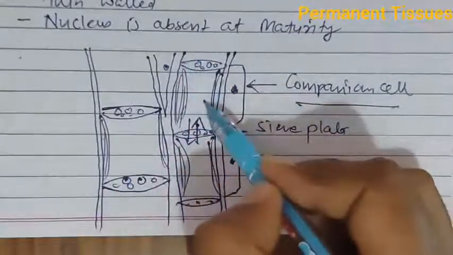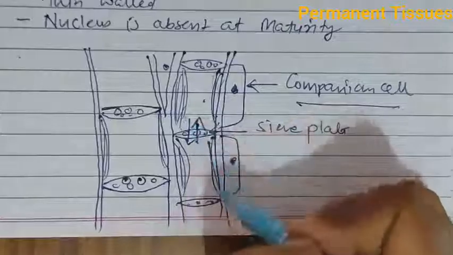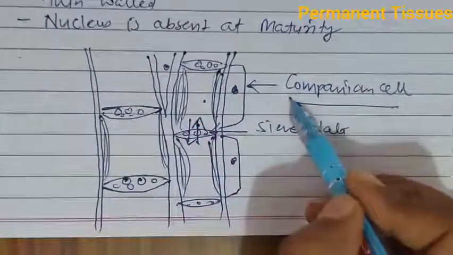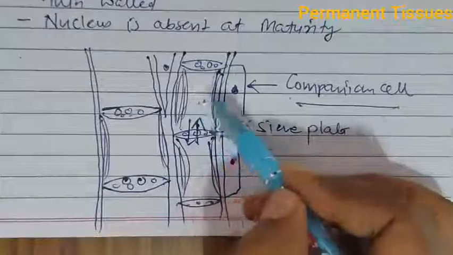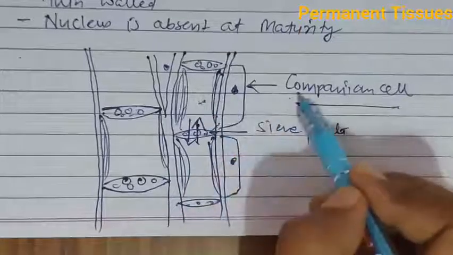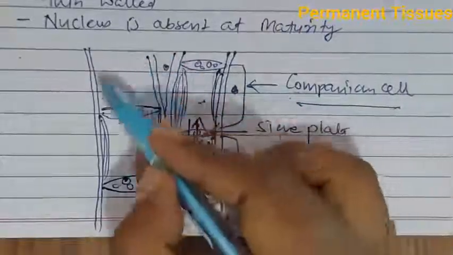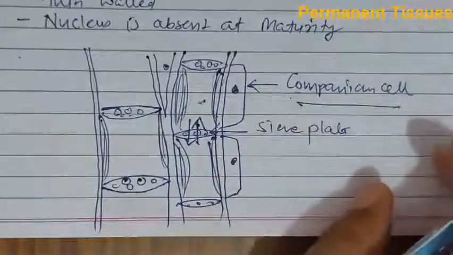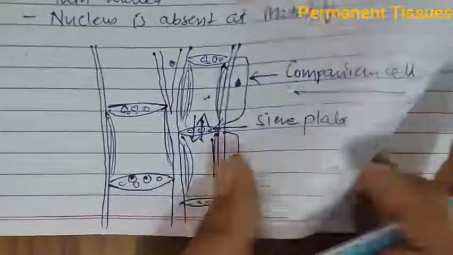So the nucleus is absent in the sieve tube element. This one is a sieve tube element, another is a sieve tube element, and with that companion cells are associated. So if the nucleus is absent, then the pressure gradient or flow is managed by the companion cell. So this is the sieve tube element and these are the companion cells. Now cytoplasm is peripheral and in a thin layer.